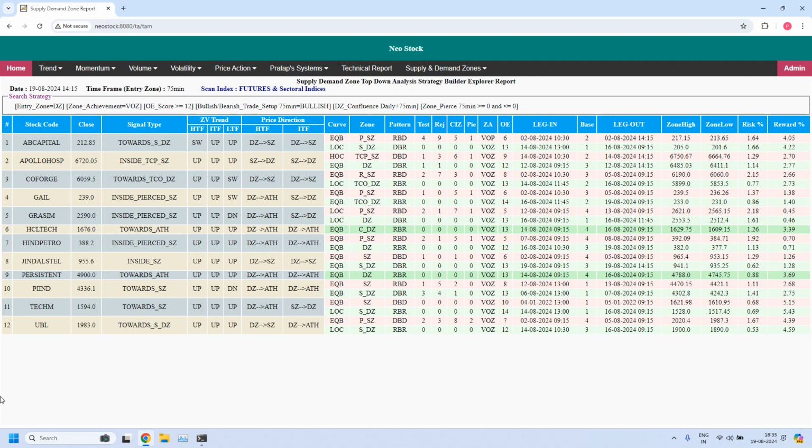So from 25, 12 stocks are filtered. So these 12 stocks are having 75 minutes demand zone and daily demand zone confluence, and also they are supporting bullish trade setup for weekly income trade. Now let's verify out of these 12, how many are also having confluence with weekly, that is HTF time frame.